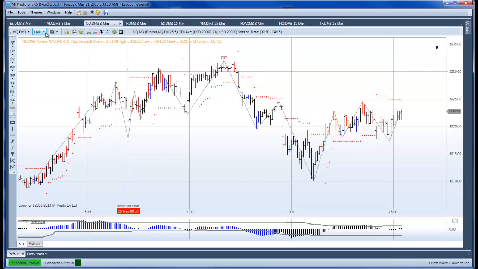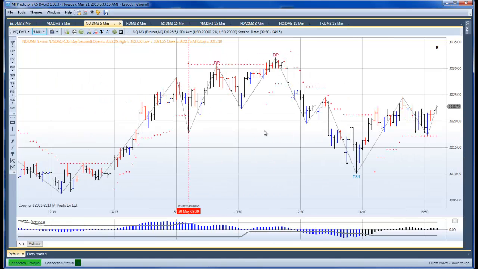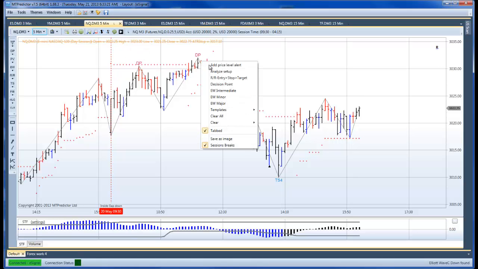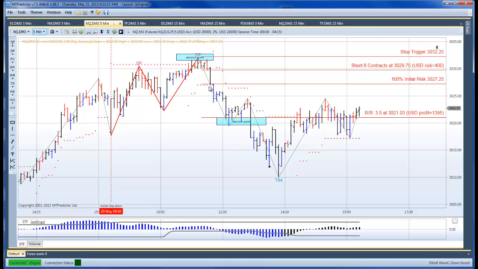If I actually go to the 5-minute chart on the NQ, you can see a very similar pattern, and therefore we had our first DP sell here, our second one up here, again catching the high really nicely, the market coming down into the first target.